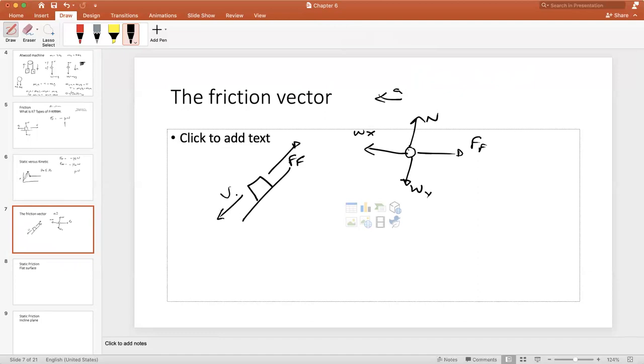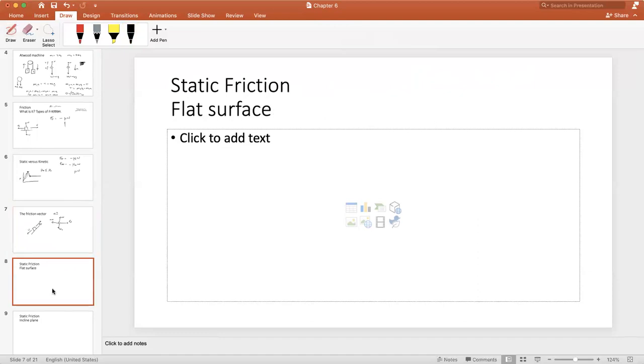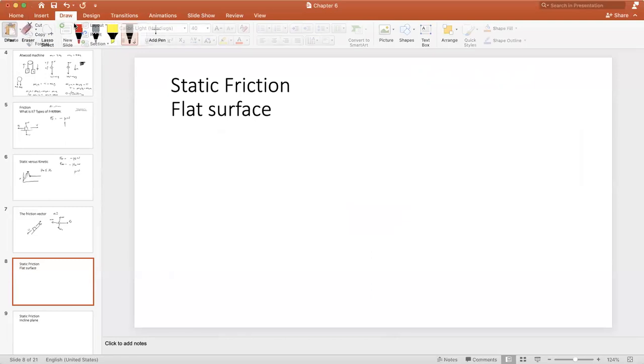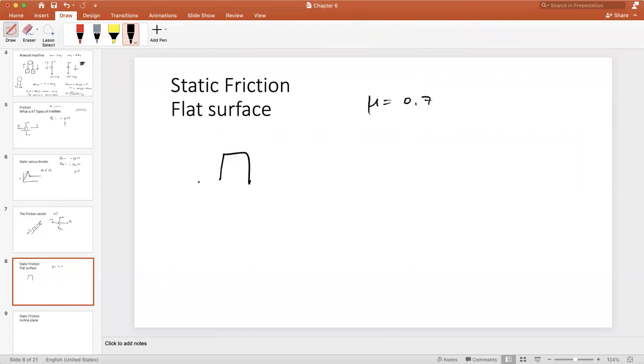Okay, so now let's talk about this. Let's say we have a surface with static friction, a coefficient of static friction of, I don't know, 0.7. Coefficients of friction have no units, they're just a number. So I have this block sitting on a flat surface, and this block weighs 2 kilograms. It's sitting on a flat surface, and I try to push it with a force.